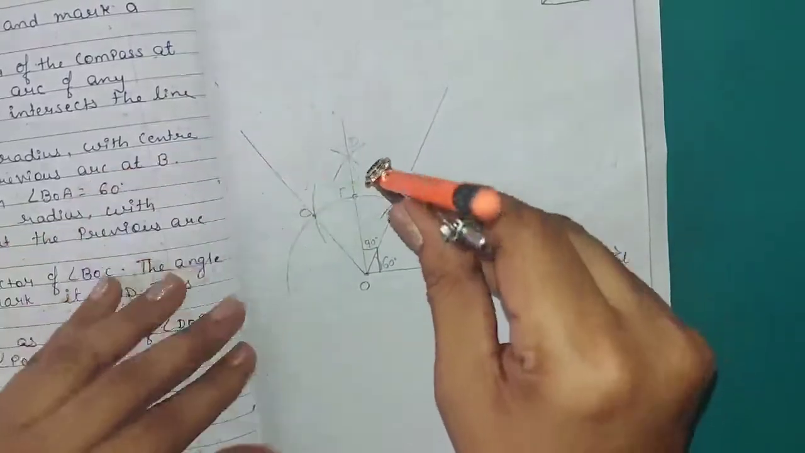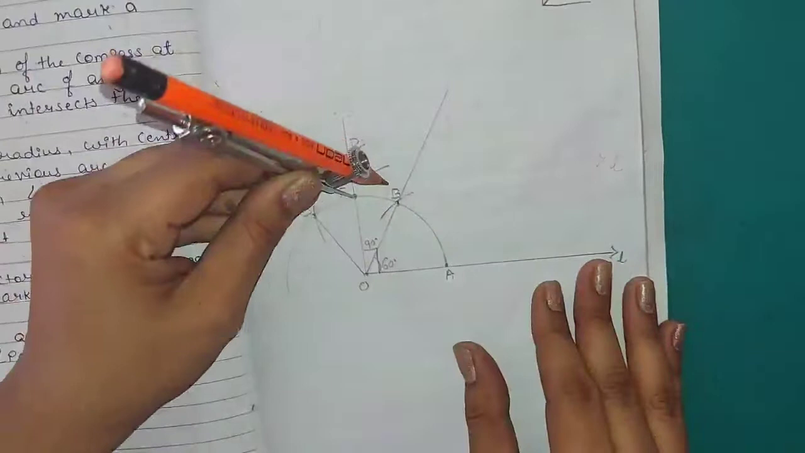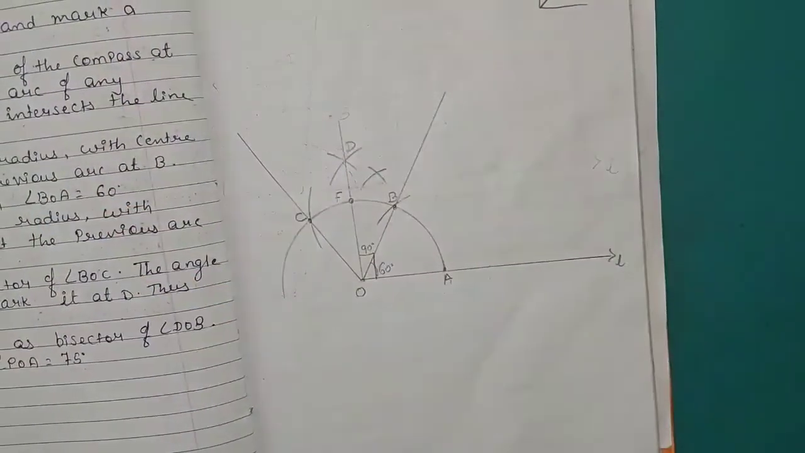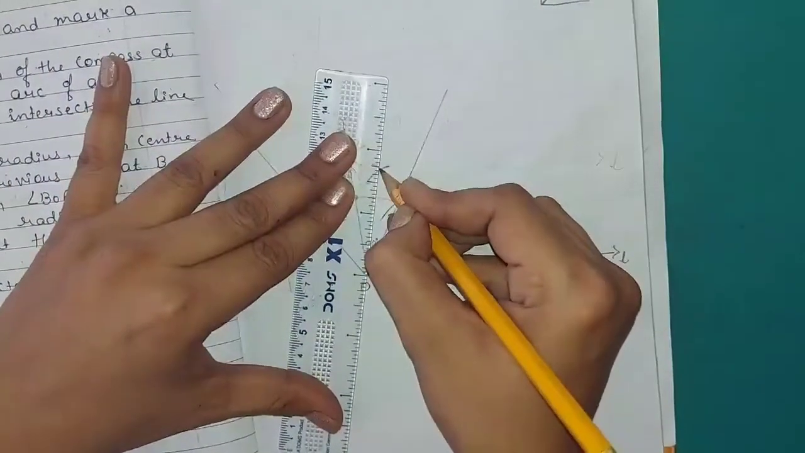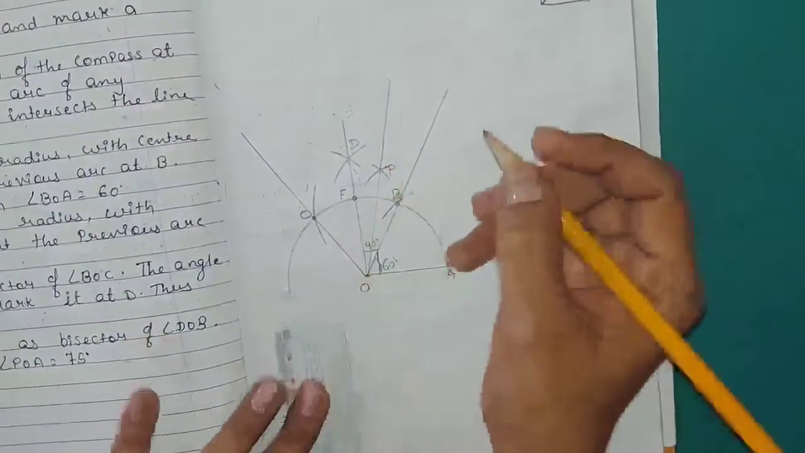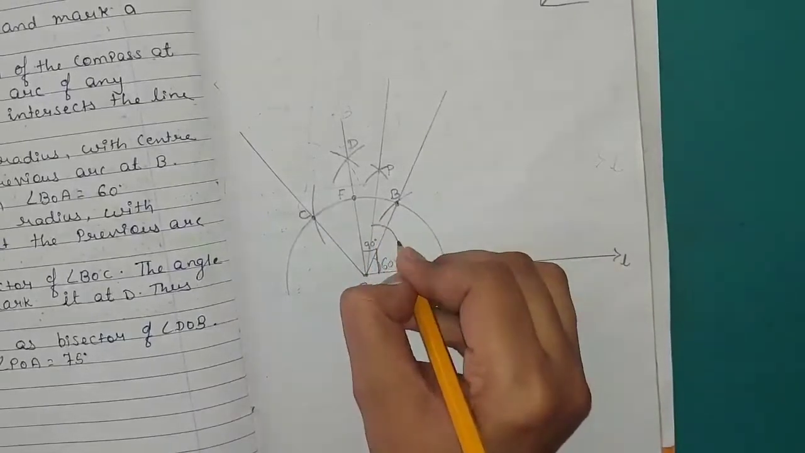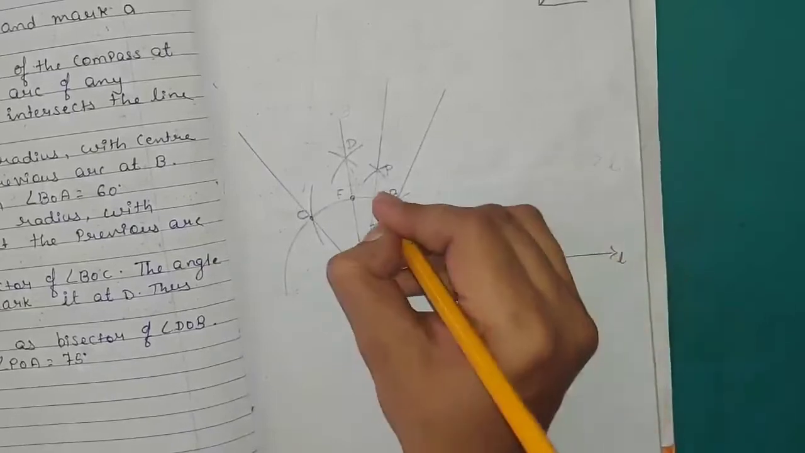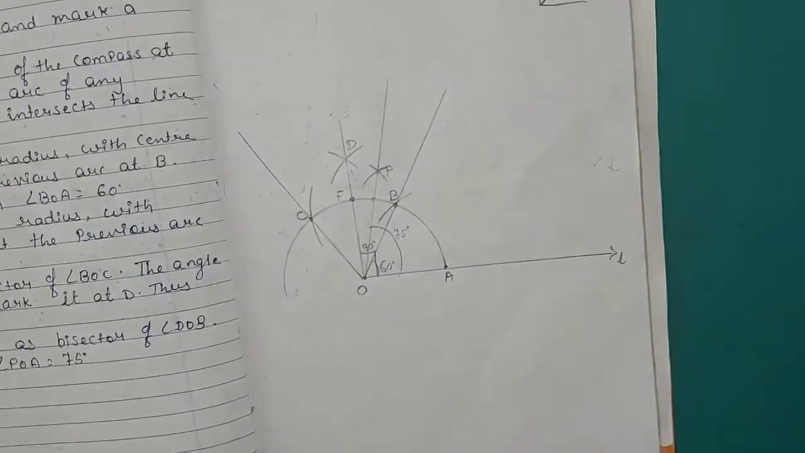Let us take more than half radius. Taking B as a center, let us draw one arc. Taking F as a center, let us draw another arc. Now we will join this intersecting arc to O, and name this angle as P. So, this entire angle POA is what? 75 degrees. This means angle POA is 75 degrees.